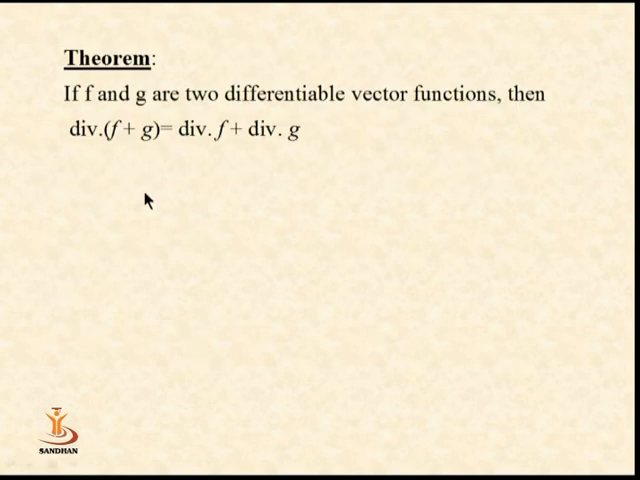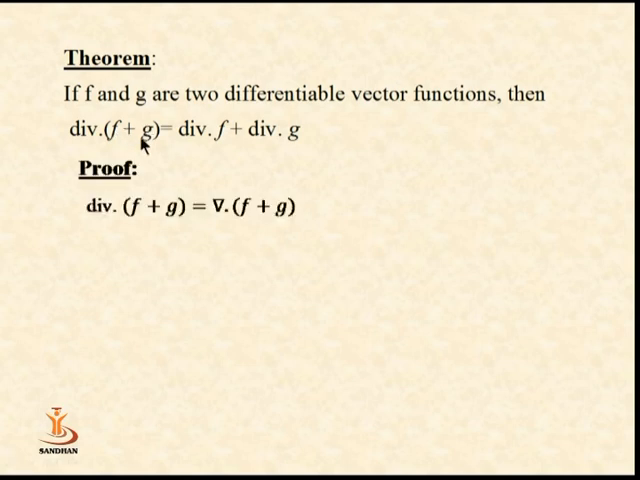Now we see a theorem. If f and g are two differentiable vector functions, then div (f plus g) is equal to div f plus div g. So here we know that divergence is applied on a vector function. We know that f and g both are vector functions, so the addition is also a vector function. Thus f plus g is also a vector function.